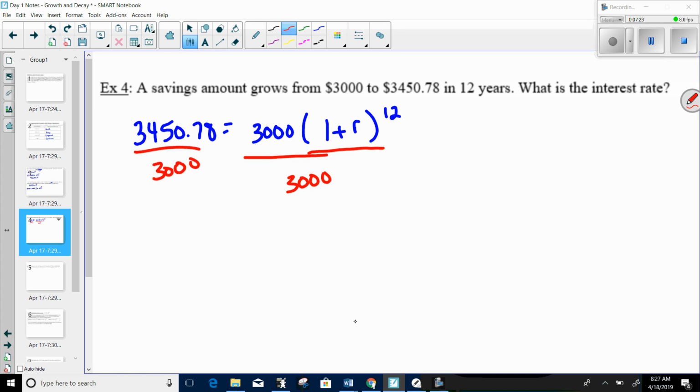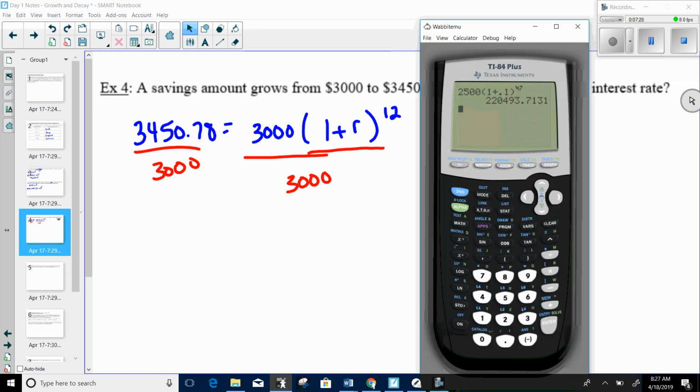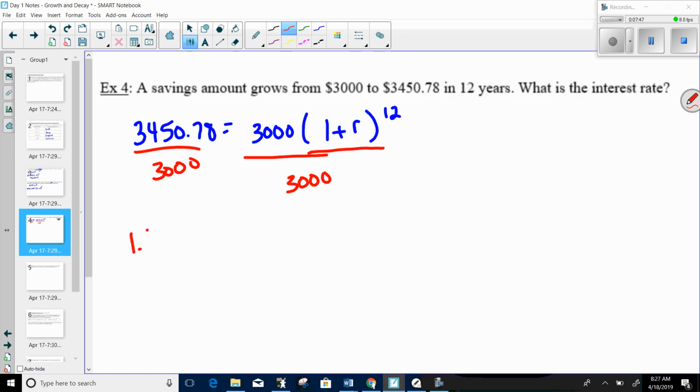So with the calculator, I'm going to do that. So I have $3,450.78 divided by 3,000. And I hit enter and I get 1.15026. So 1.15026 equals parentheses 1 plus R raised to the 12th power.